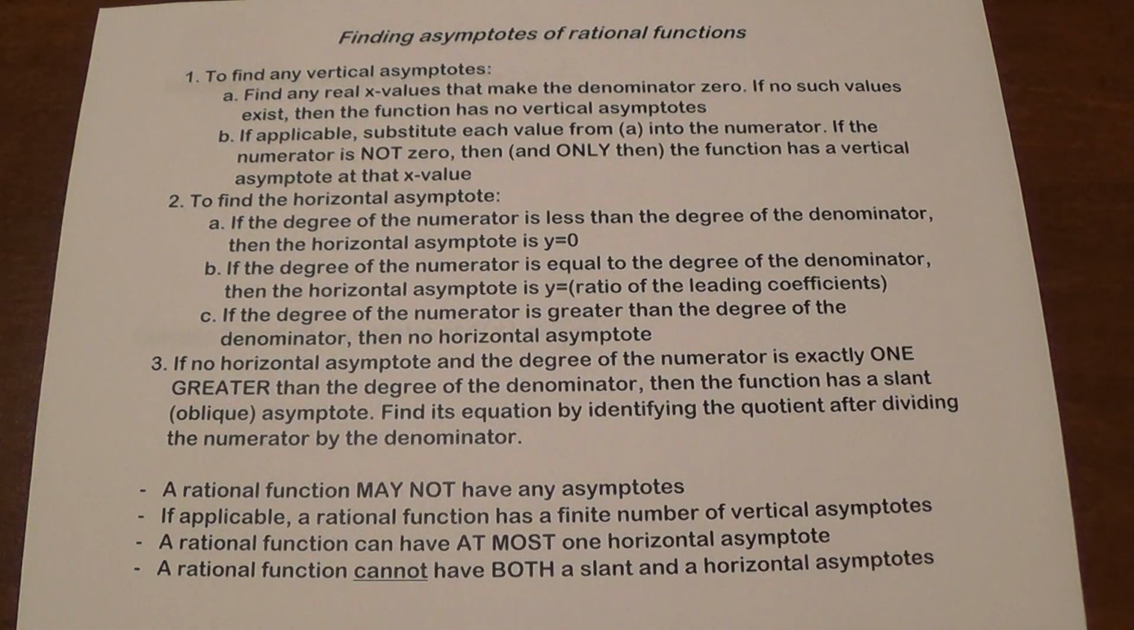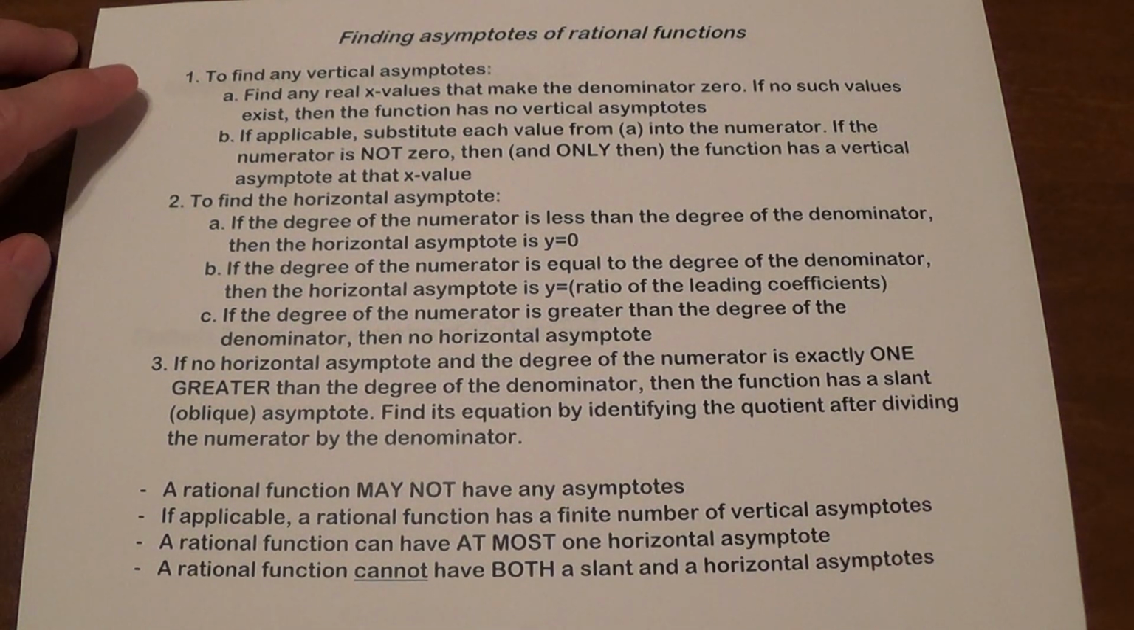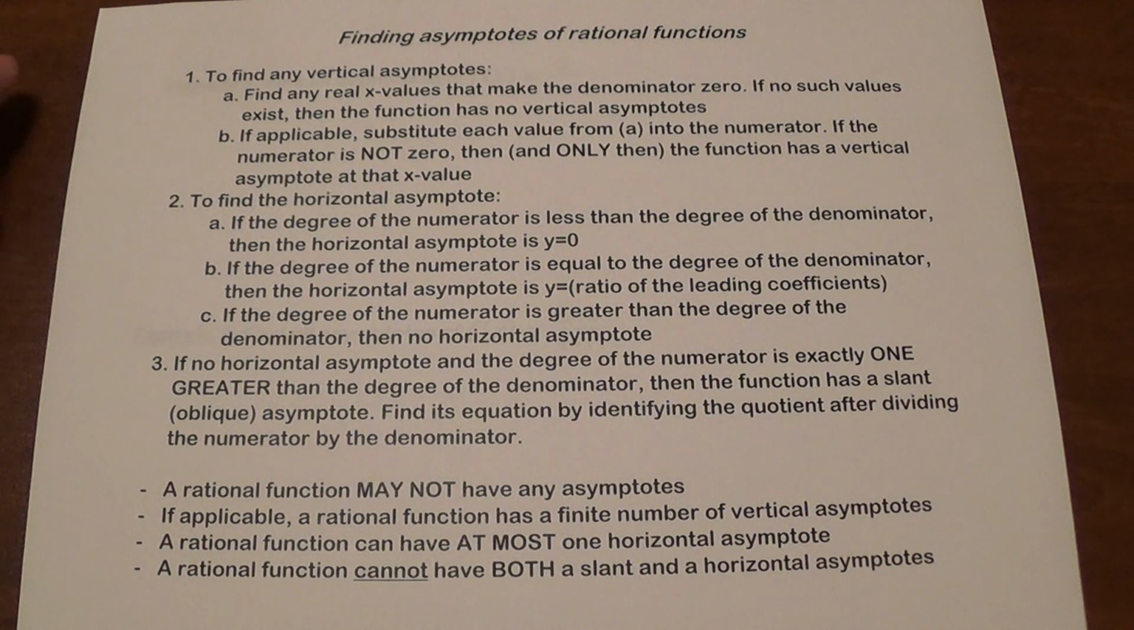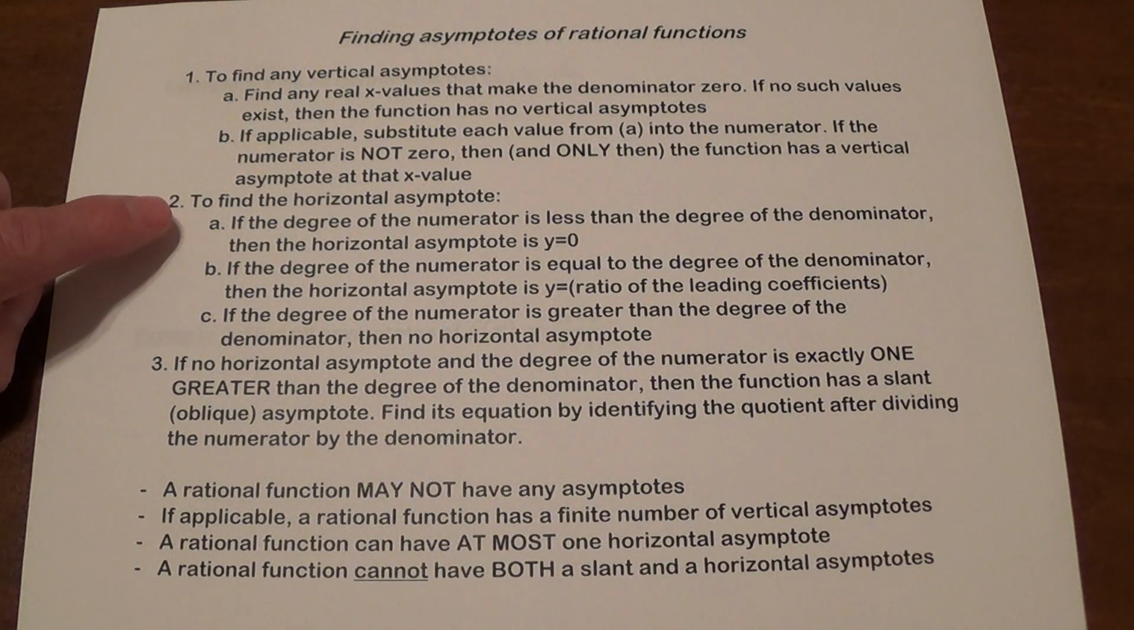Hi, this video is on finding asymptotes of rational functions. When we look for vertical asymptotes, we look for values that make the denominator 0. If no such value exists, then there are no vertical asymptotes. But if you do have values like that, then you substitute them into the numerator. If the numerator is not 0, then you have a vertical asymptote there. Otherwise it's a hole.